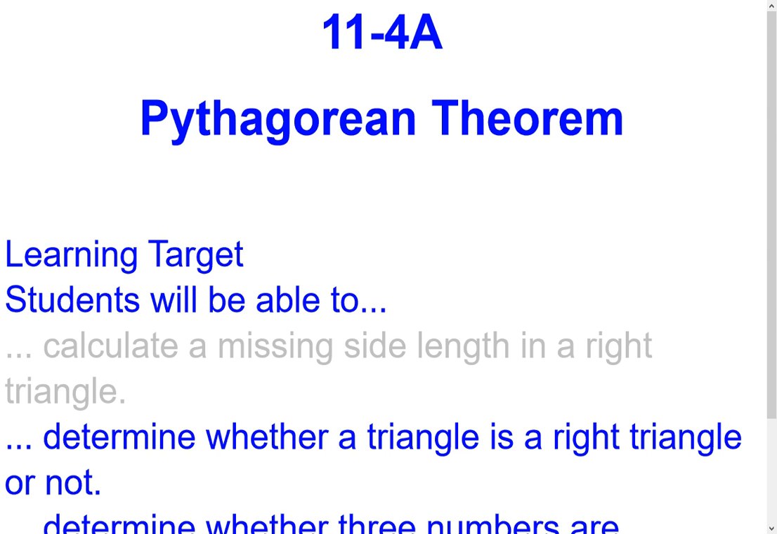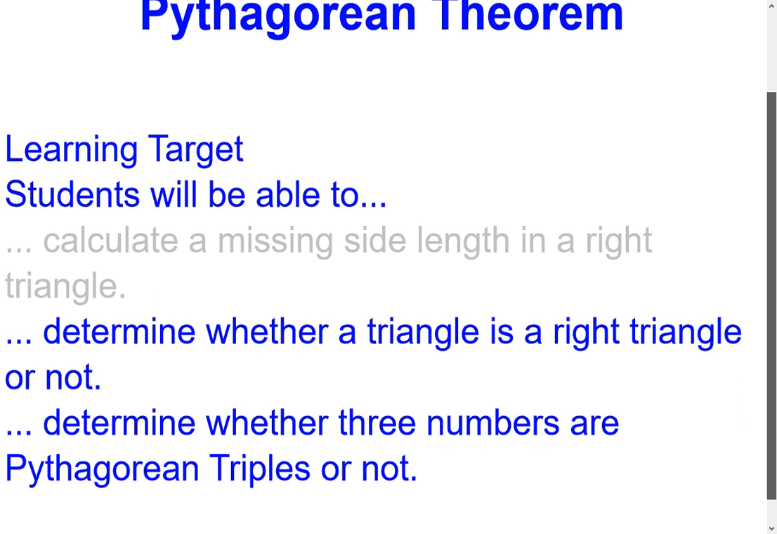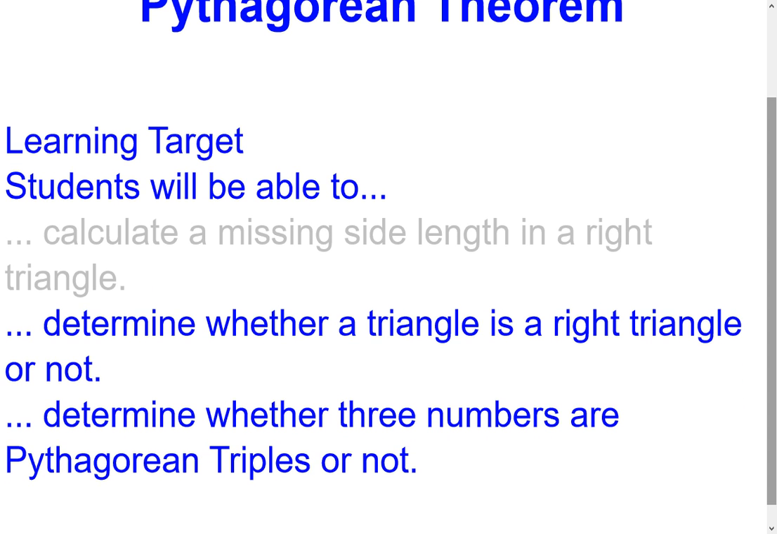This will be the second part of my Pythagorean theorem video. In the first one, we talked about calculating the length of a missing side of a right triangle. This one, our learning targets will be to determine whether a triangle is a right triangle or not. So we'll be given three side lengths, and you have to figure out, is it a right triangle or not?